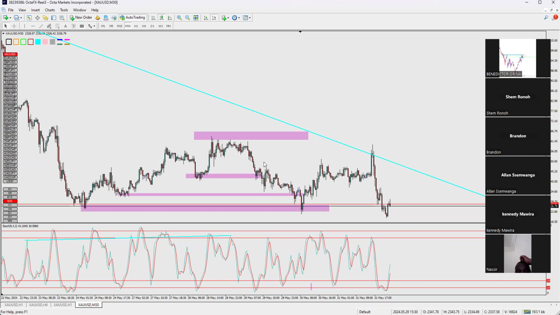But mostly what I do, once it moves around 50 pips, I close some trades, then I break even. So the moment I break even, I'll just let it run to the previous low or previous high. That's what I usually do.